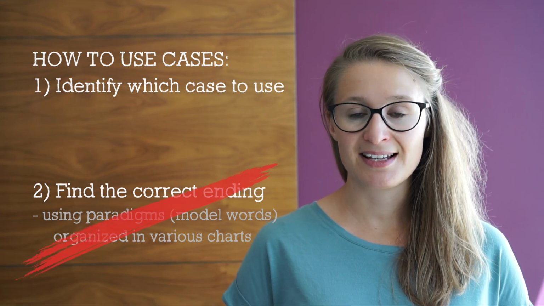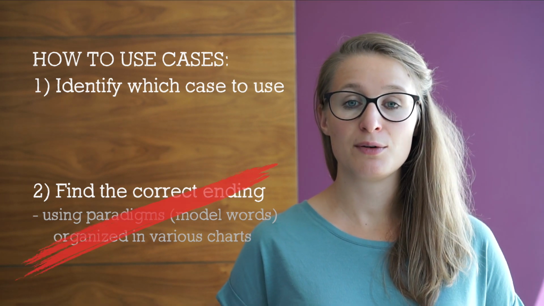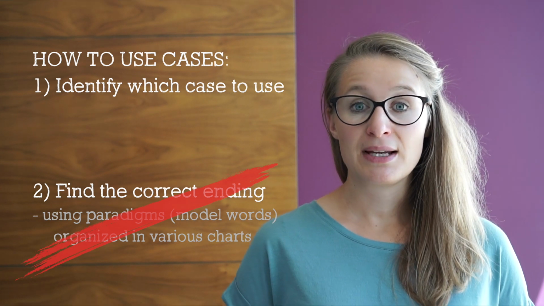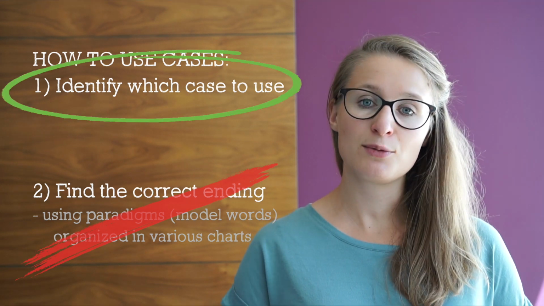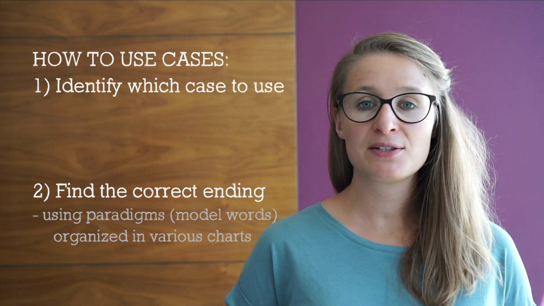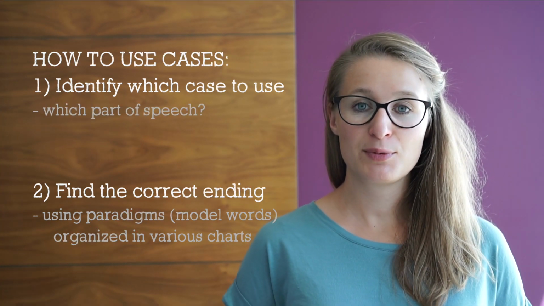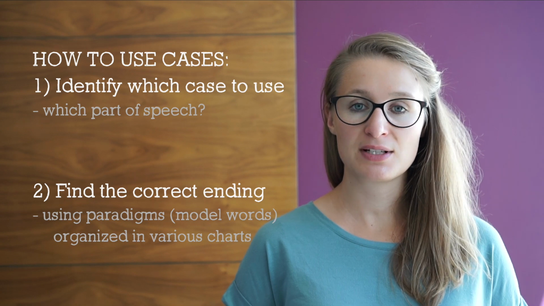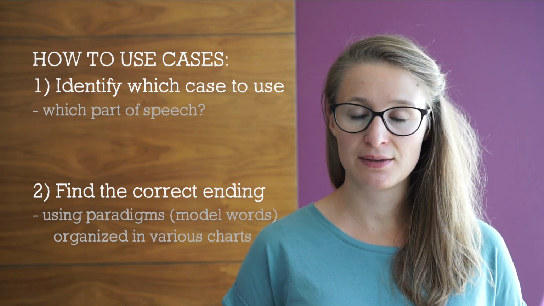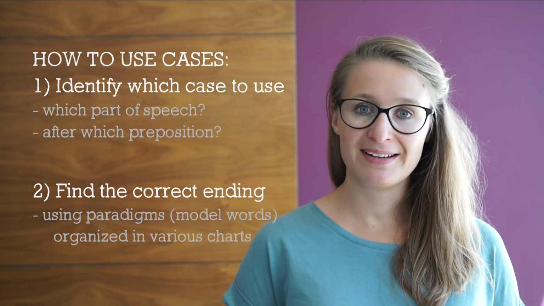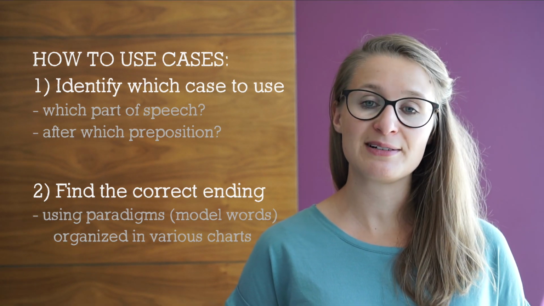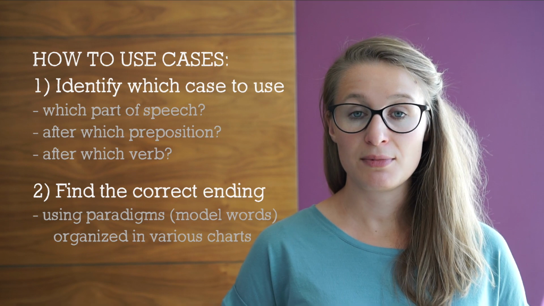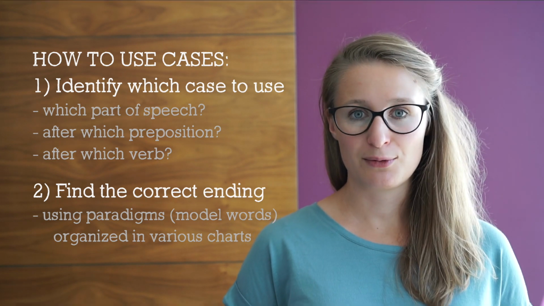In today's video and in the following videos on all 7 cases, I will not talk about the case endings and declension paradigms. My aim is to just explain the function and meaning of each case and when to use which case. This depends on 3 things. First, which part of speech the word is, for example, subject or object. Second, which, if any, prepositions the word follows, for example, with or under. And third, which, if any, verbs the word follows.